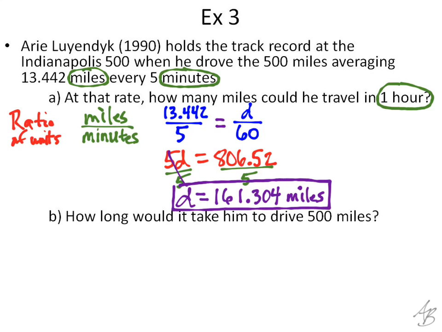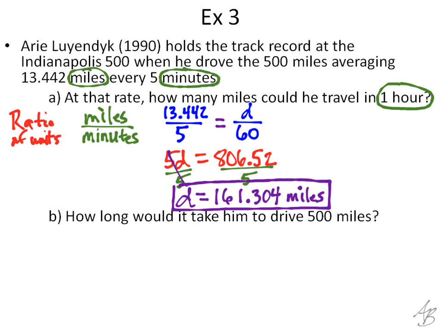Now let me ask you something. How fast is he going? How long has it taken him to do that? 60 minutes, 1 hour, right? That's 161 miles per hour. It's pretty fast. Anybody in here driven 161 miles per hour before? No, me neither. And he's averaging that over the course of the whole race. It's pretty impressive, I think.